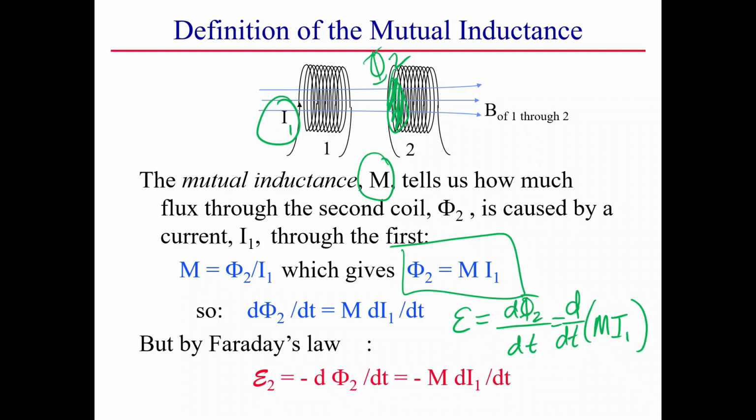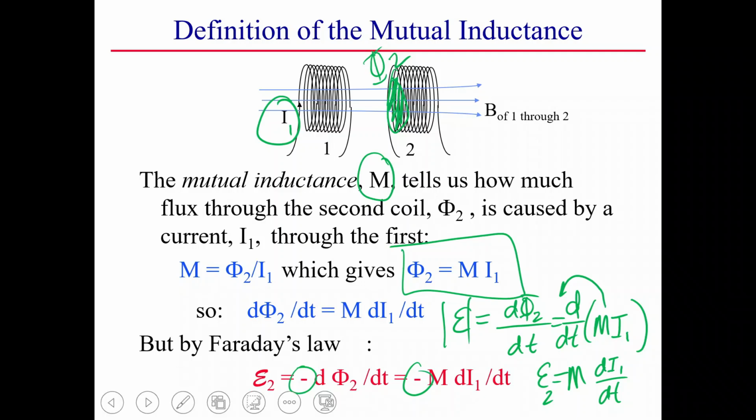M is a constant. It's dependent only on the physical characteristics of the solenoids. So that's going to get pulled out in front. That's where we get that the EMF is going to be M dI1 dt. And that's the EMF through the second one. Okay. Adding in the sign for opposite, you're going to get a negative for that. This one was just the magnitude. We would actually use Lenz's law to figure out the direction.